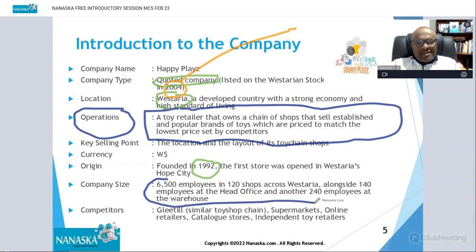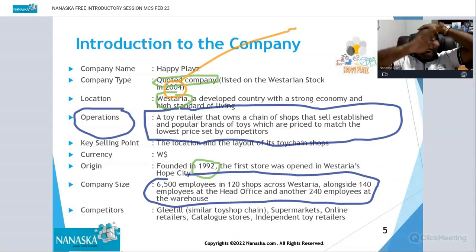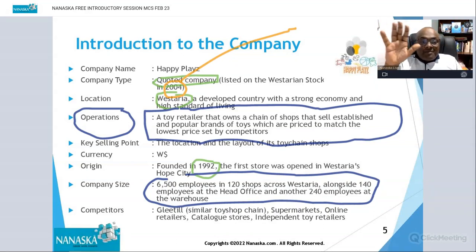6,500 staff, 120 shops across Vestaria, alongside 140 employees at head office, another 240 at the warehouse. So I have 120 shops across Vestaria. 6,500 people are available in the 120 outlets. So these seem to be large outlets, no? How many for one outlet, on average? I'm sure some outlets are larger, some are smaller, but on average, how many people per outlet?